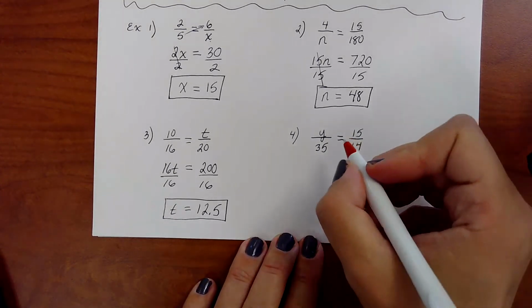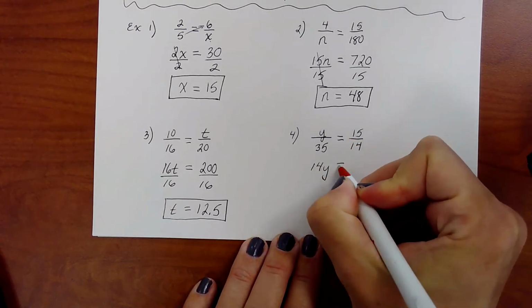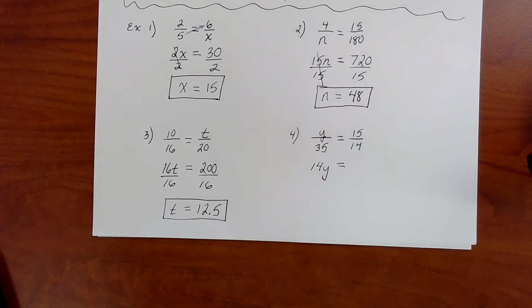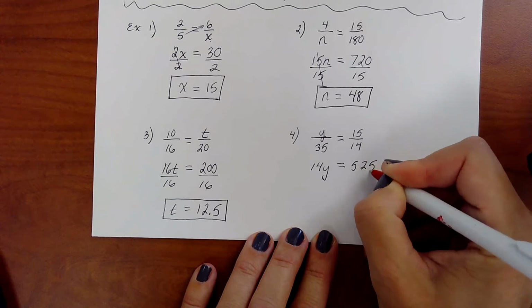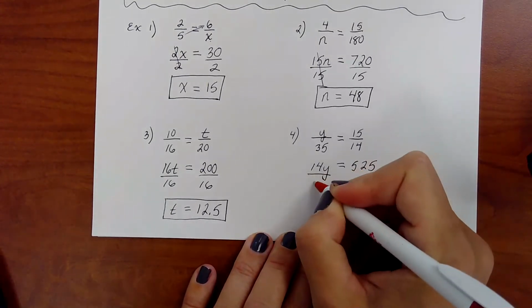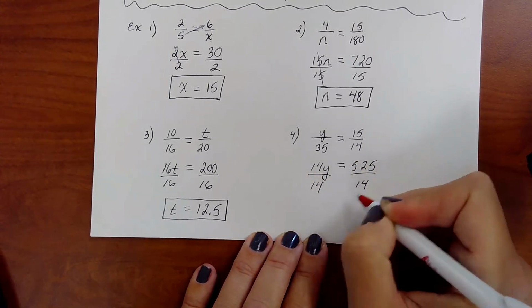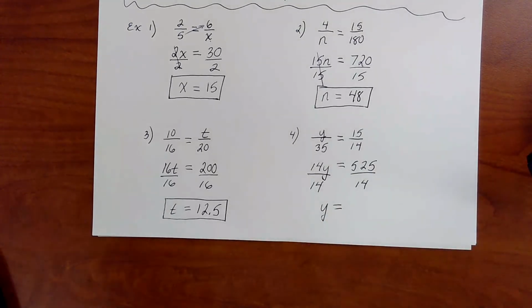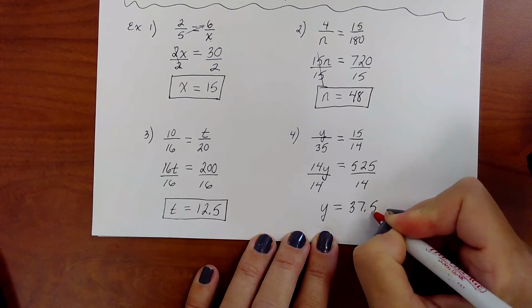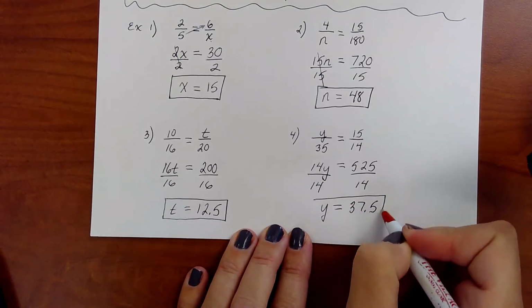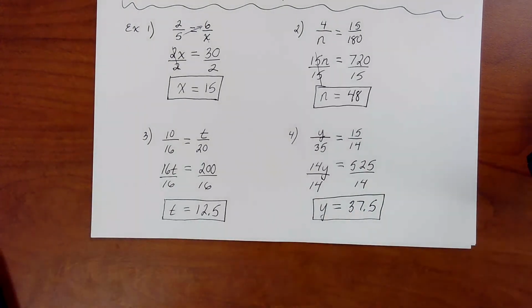All right, here we go. So 14y, 35 times 15 is 525. Divide by the 14, and we get 37.5. Nice. Okay, good. So solving the proportions, it seems like you're getting the hang of it.